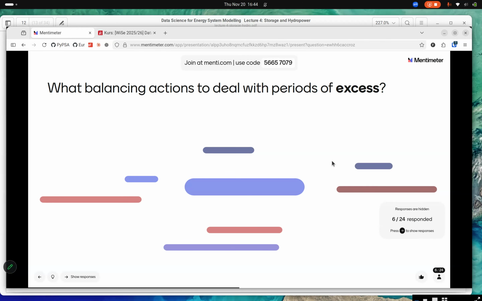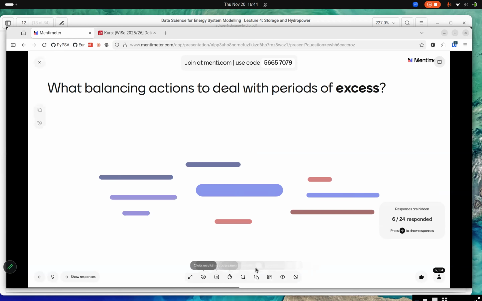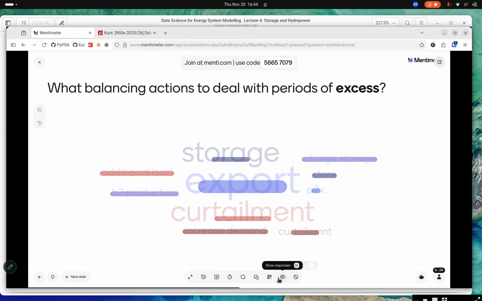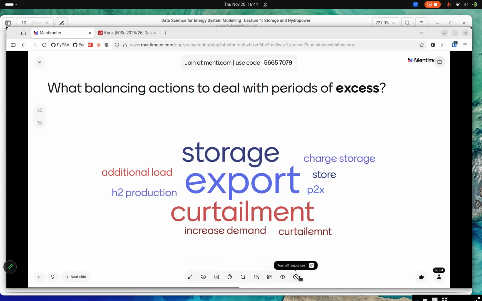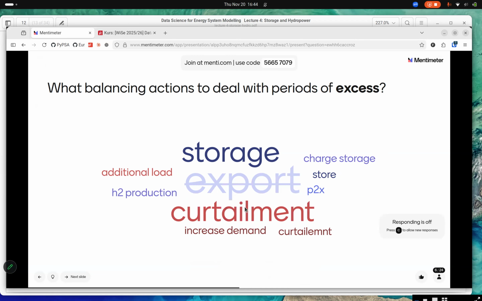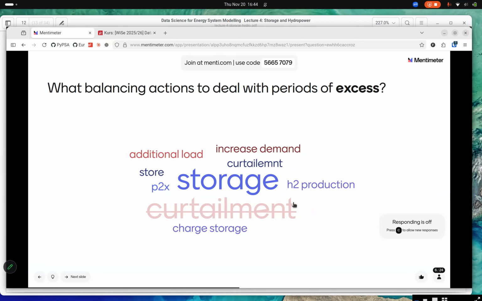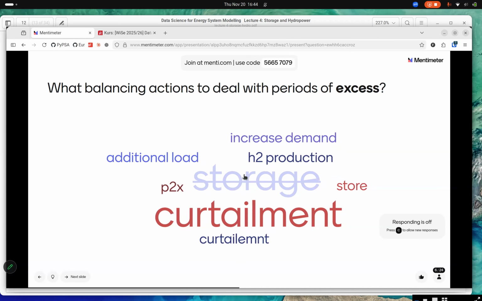Okay, from what I've seen so far, there's a lot of duality. Like if you import in one period, you can export in the other period. So let's show the responses. If we import in periods of shortage, then maybe we can help others in periods of excess by exporting. When we export electricity, we can charge the storage, yes.